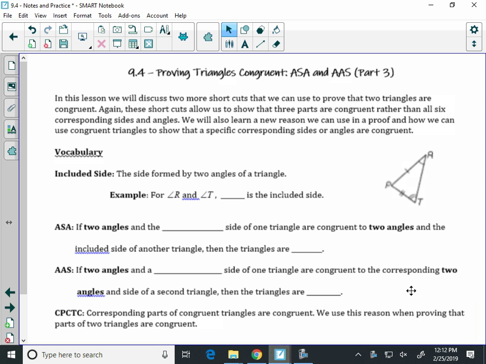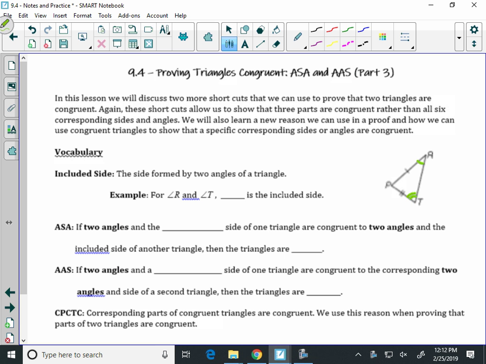We have to talk about some vocab before we dive into this. That is an included side. An included side is the side formed by two angles. I also like to think of it as a side that's in between two angles. So, for example, we have angle R right here and angle T. Which side is in between or made up of angle R and angle T?